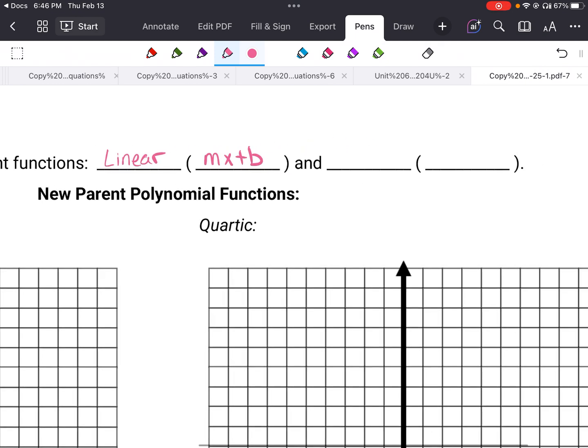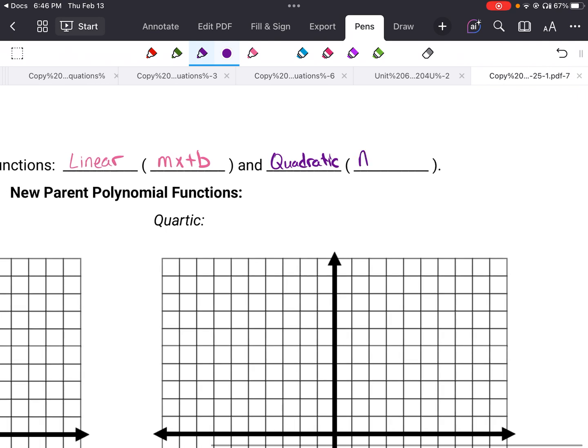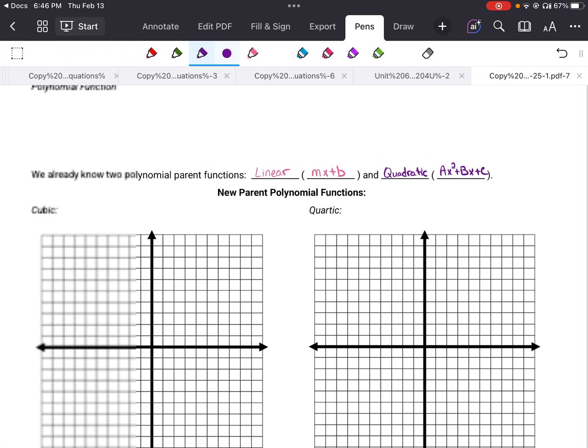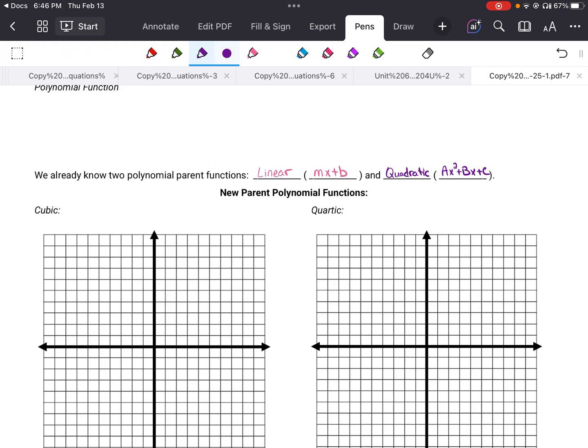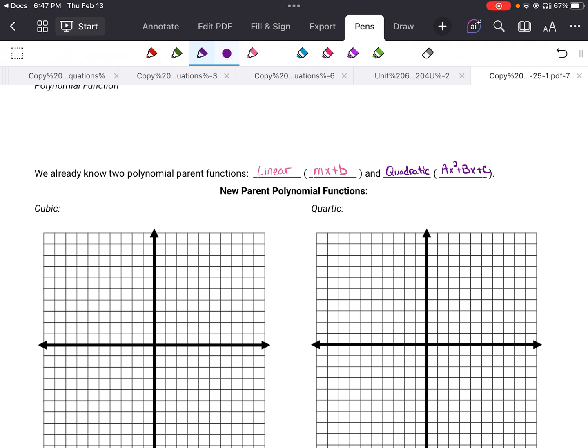So mx plus b and quadratic functions, which is ax squared plus bx plus c. And we're focusing on these, on our knowledge of these, because linear has an exponent of 1 with its variable x, quadratic is exponent 2. And today we're going to look at cubic, quartic, and quintic.